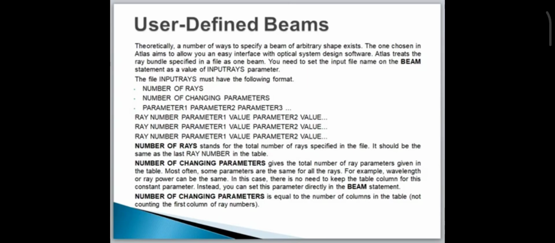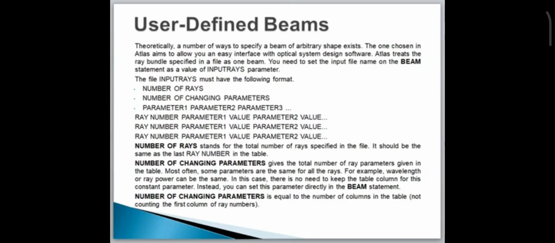The input rays file must have the following format: number of rays, number of changing parameters, parameter 1, 2, 3 and so on. Then for the ray parameters, first you define the ray number, next the parameter 1 value, parameter 2 value and so on. Next you define the next ray number. Number of rays stands for the total number of rays specified in the file. It should be the same as the last ray number in the table.